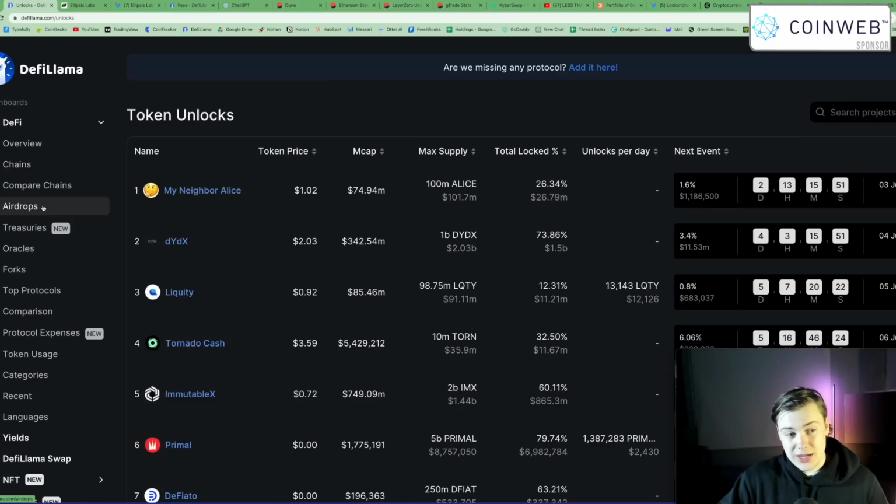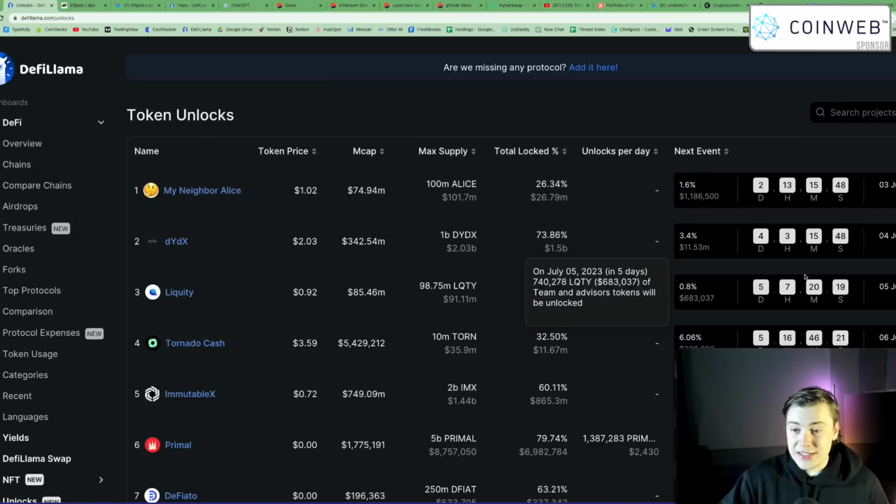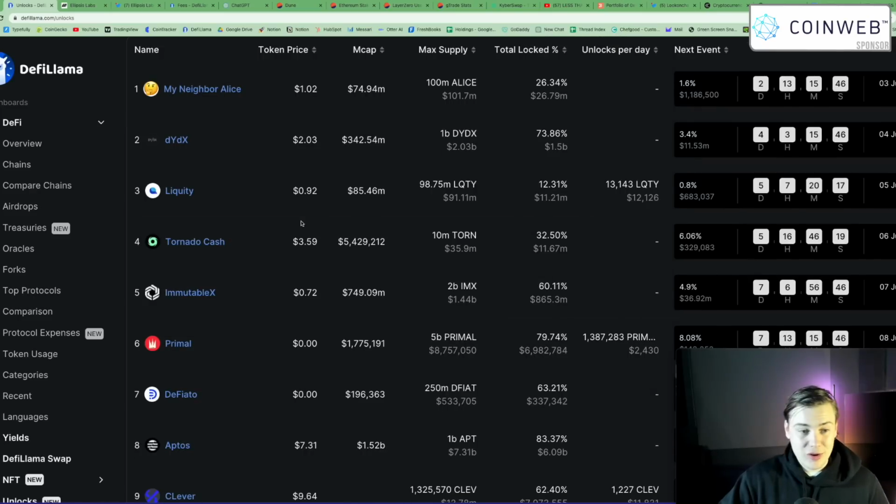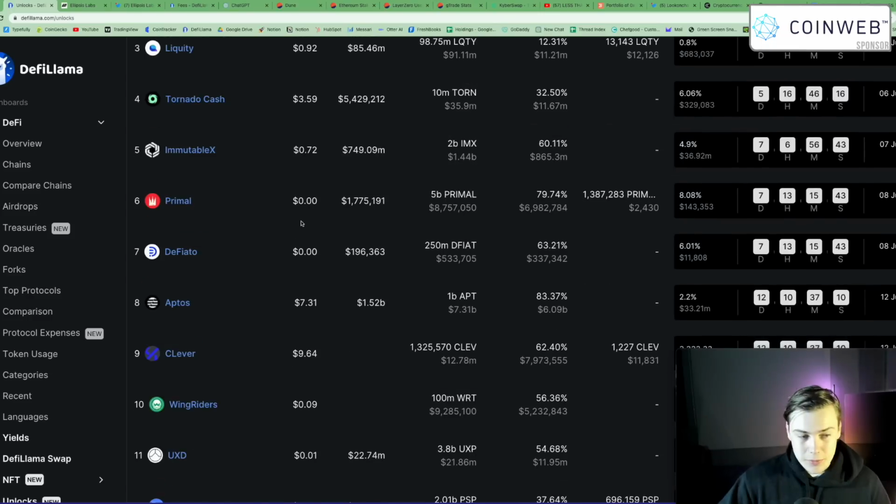They're coming out with new products all the time. For example, their unlocks now show you when there's going to be token unlocks for a protocol. So you can never get dumped on again if you're monitoring DeFi Llama.